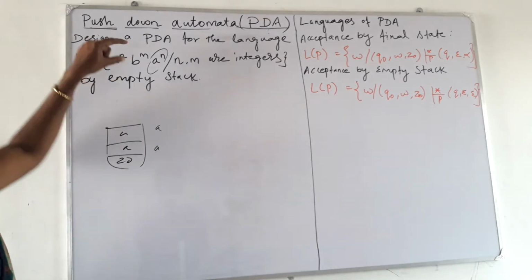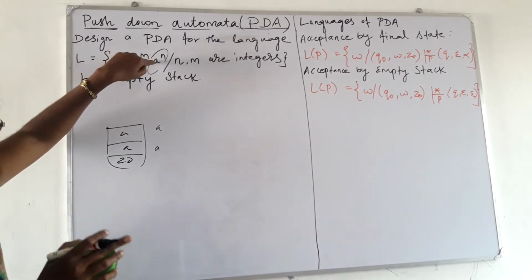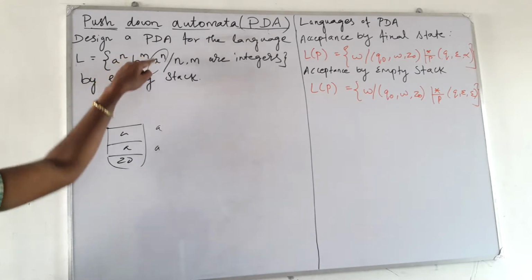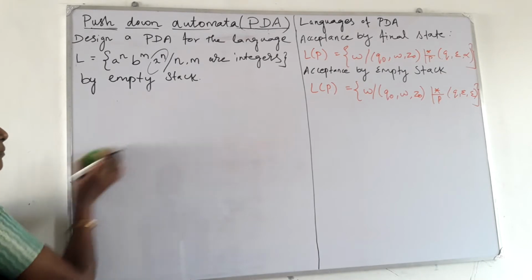So for the b's in the middle position, we just read the symbol and change the state, but we should not push the b's onto the stack. Now, how will we write the transitions for this?